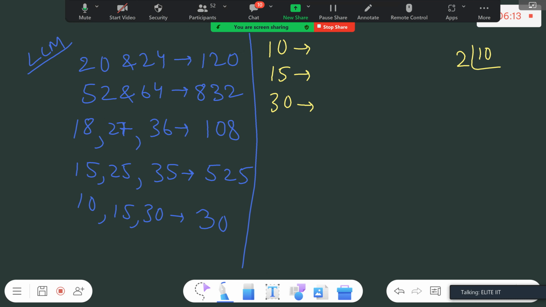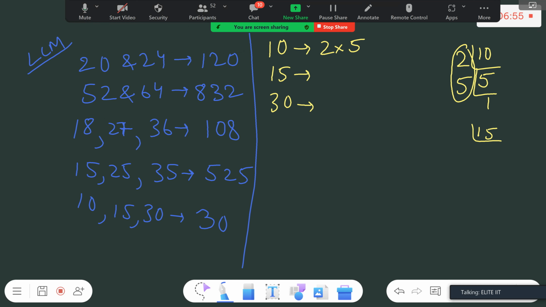For the online students also, I'll repeat for everyone. We are doing prime factorization of 10. We start checking with the lowest prime number, 2. Can we divide 10 by 2? Yes, we get 5. 5 itself is a prime number. So the prime factorization of 10 is 2 into 5.